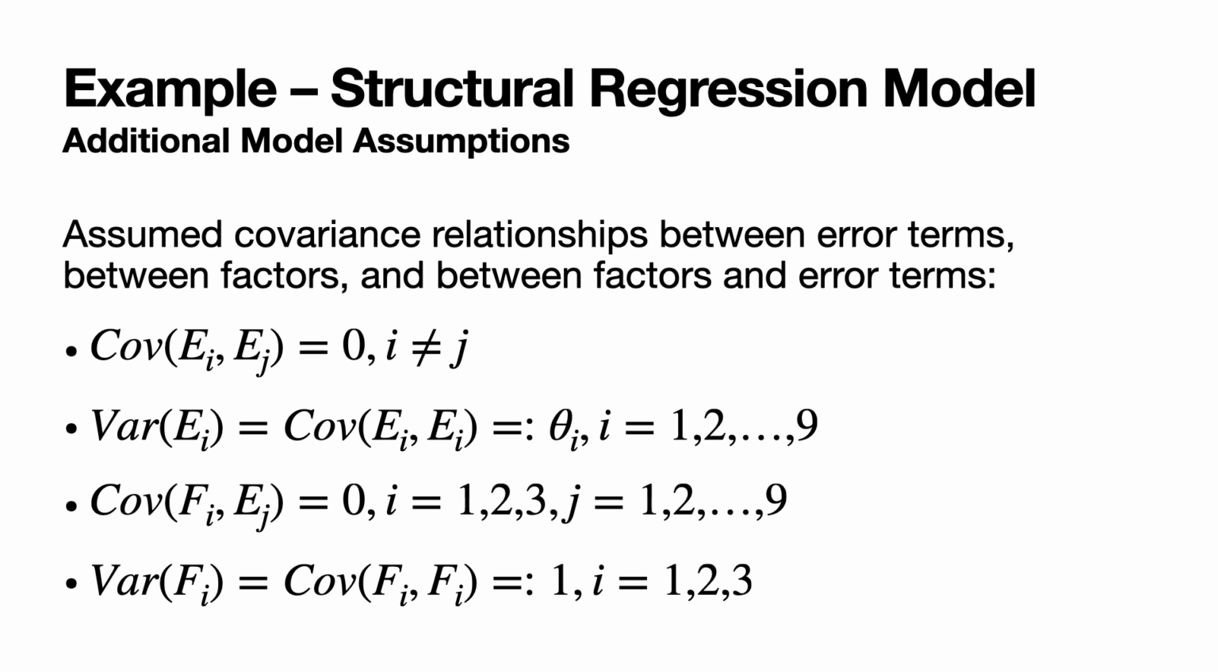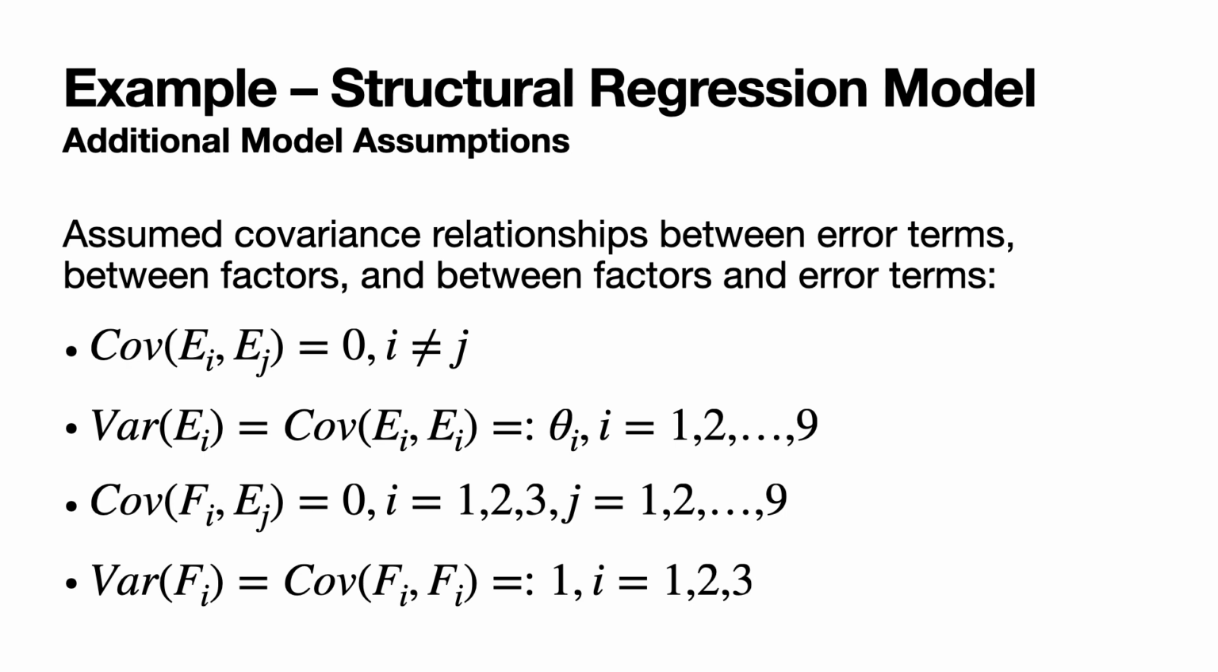In the second bullet point, we're not setting the variances of the error terms equal to any particular value. We're defining notation for those variances. The variance of E sub i is going to be denoted by theta sub i in this particular model. In the third bullet point, we're assuming that the covariances between pairs of error terms and the factors, the latent constructs, are all 0. That is an assumption that, again, is imposed on this model. You can see here that there are 27 such covariances that are all set to 0 by assumption.